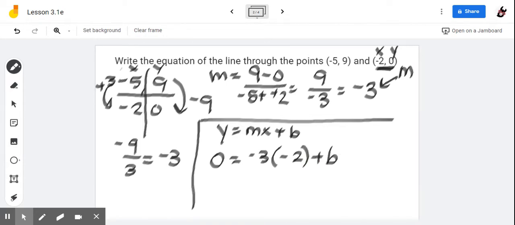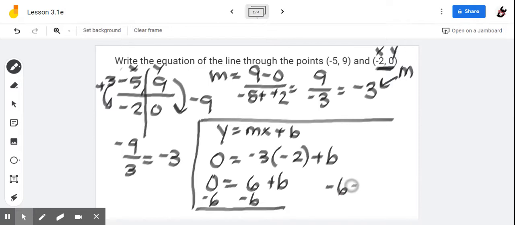This is like what we've been doing for the past couple of days. So now I'm going to multiply. I have 0 equals -3 times -2, which is +6. And then I use inverse operations. This 6 is positive, so I subtract 6 from both sides. And 0 minus 6 gives me -6 equals b.